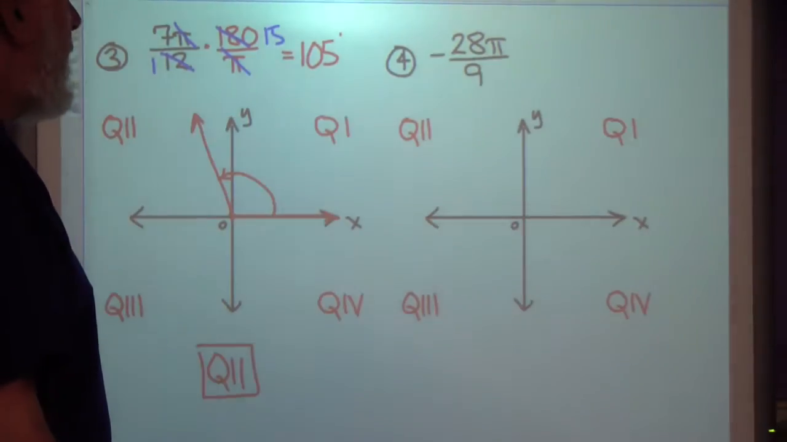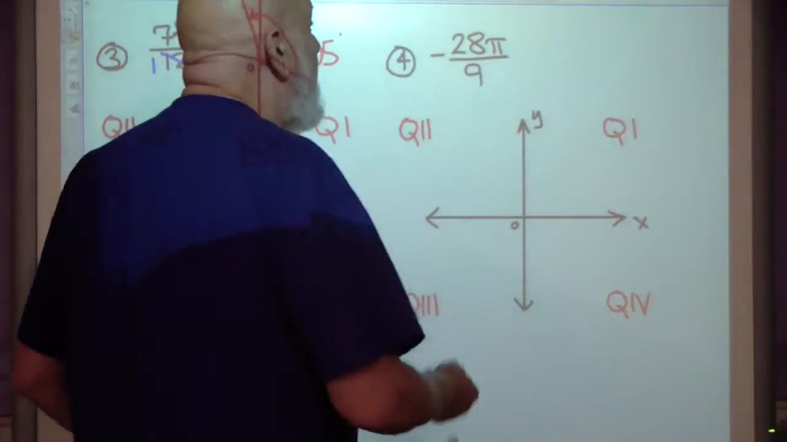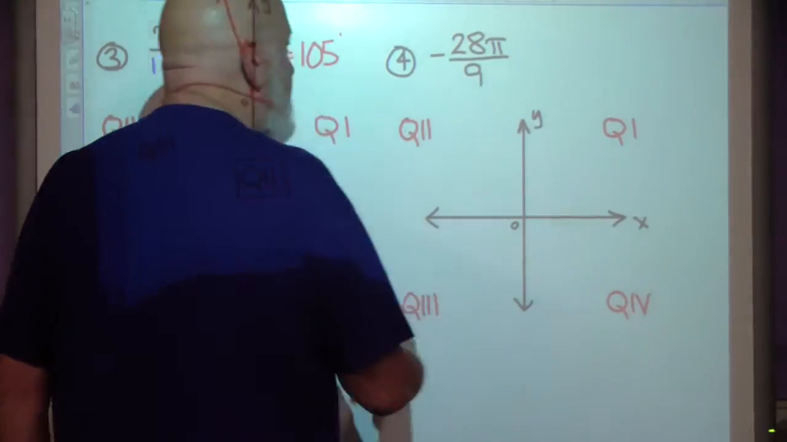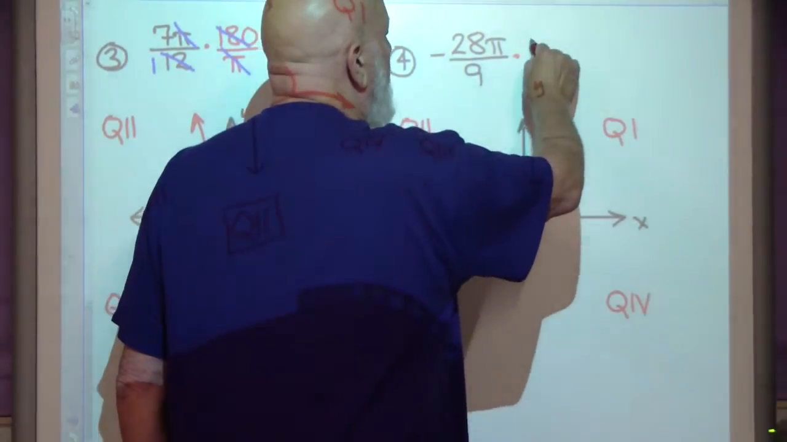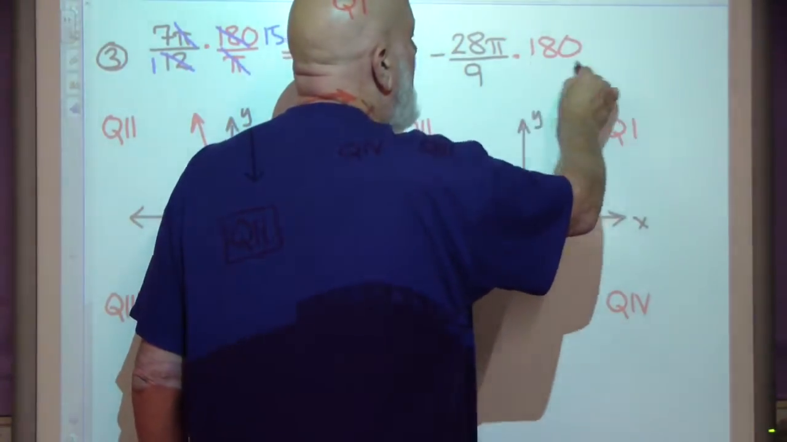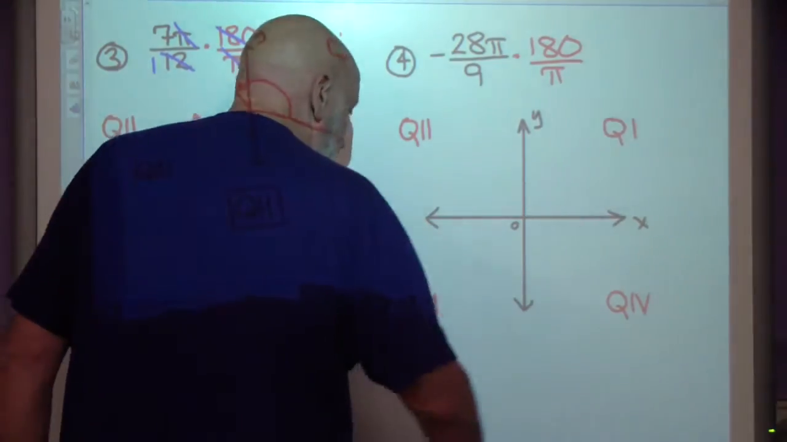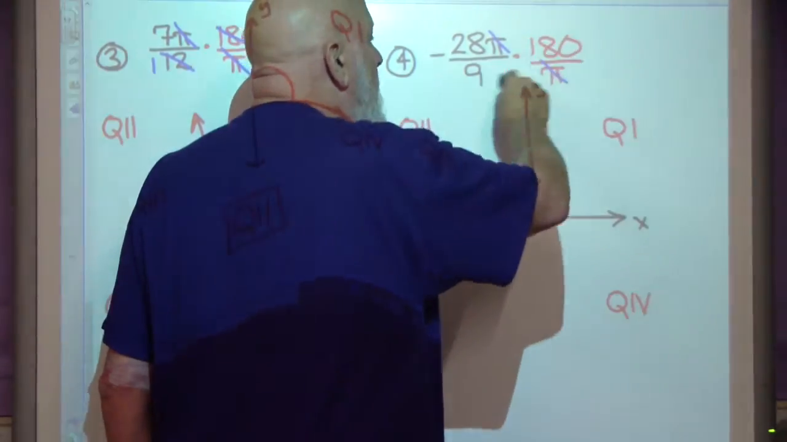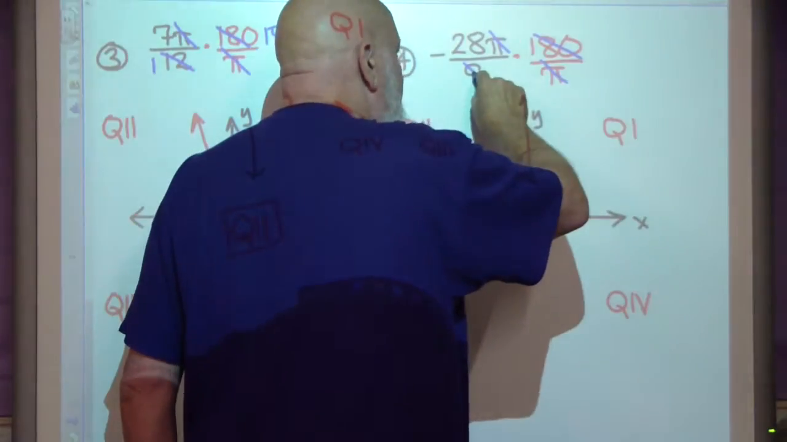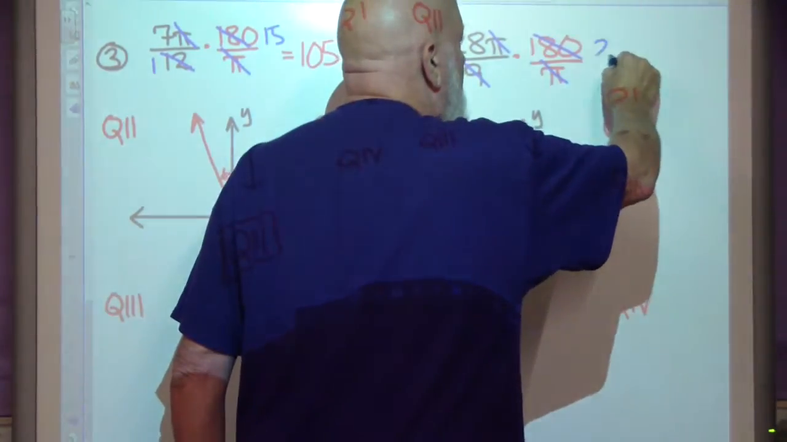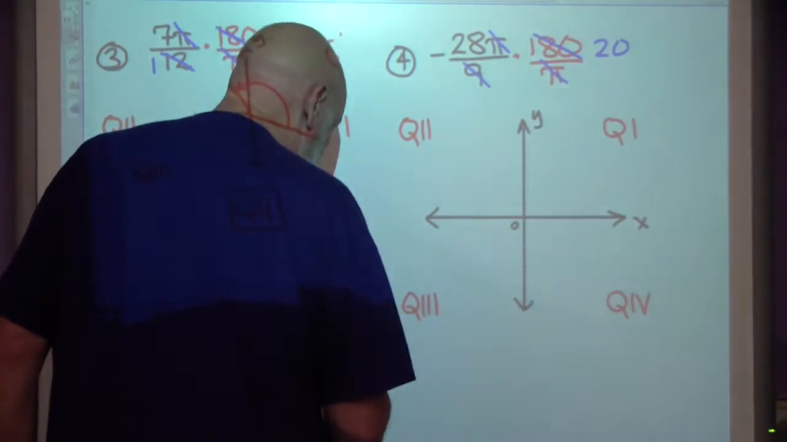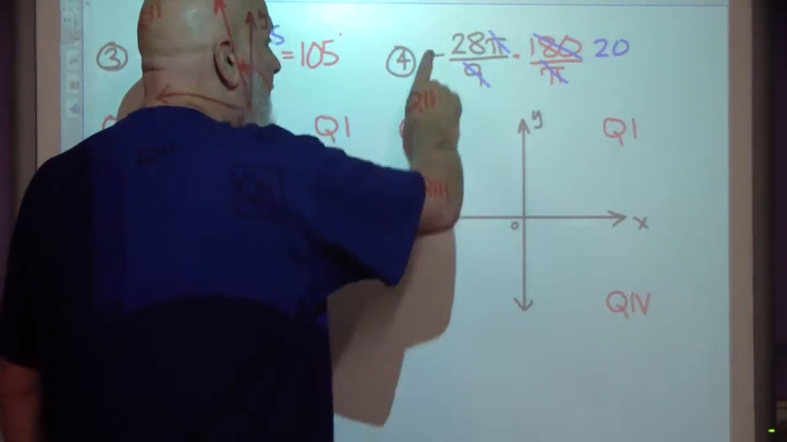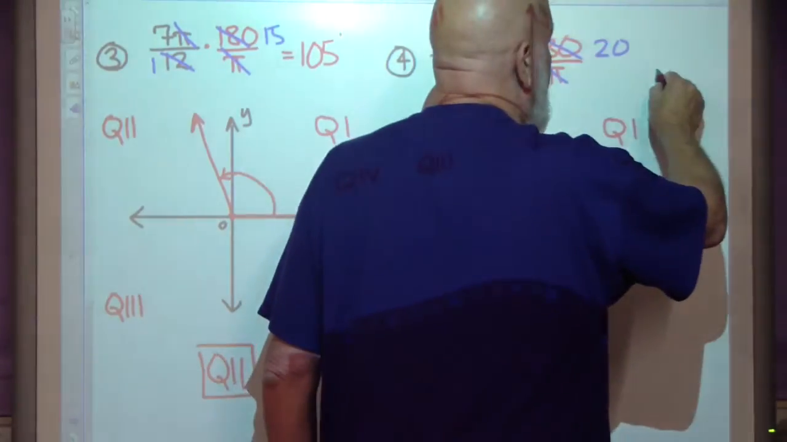Negative 28 pi over 9. One more to go. Again, I'm going to go ahead and convert it into degrees for you, rotate, and determine the quadrant in which the terminal side stops. So here we go. I'm going to say 180 over pi. These pi's will cancel. Pi divided by pi is 1. 9 will go into 180 20 times. So that divided by 9 turns into a 1, and that divided by 9 turns into a 20. And then we multiply 28 times 20, which I believe is 560. And it'll be negative.